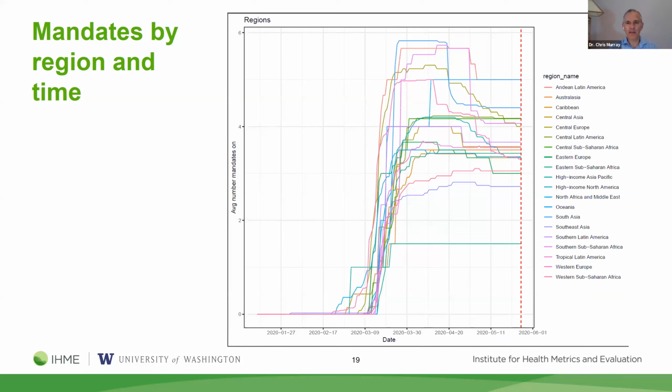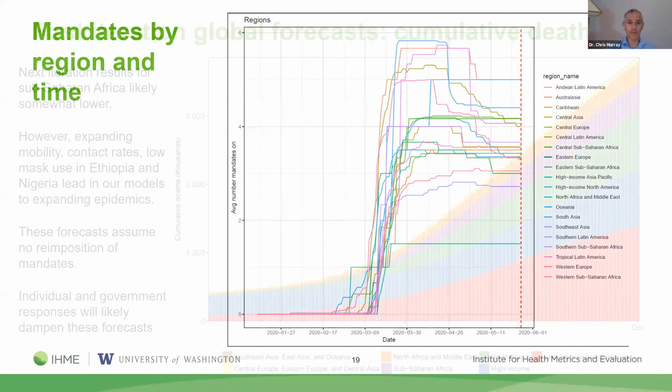But the important thing here showing the world is that everybody in the world put mandates on at the same time, basically in a 2-week period in March, regardless of the epidemic that they had at the time. Small or large, the mandates went on roughly the same time. And this has a lot to do with explaining why we have not seen large epidemics in South Asia, in Africa, and to some extent the Middle East yet. And as the mandates come off, as mobility rebounds, we're seeing a big change in that phenomenon.